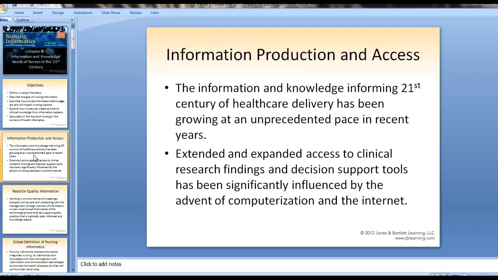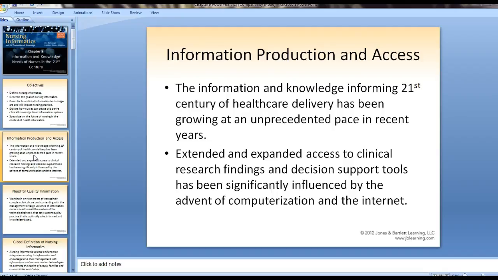Okay, information production and access. The information and knowledge informing 21st century healthcare delivery has been growing at an unprecedented pace in recent years. Extended and expanded access to clinical research findings and decision support tools has been significantly influenced by the advent of computerization and the internet. So what does this mean? It means we can get information really, really quickly. And there's a ton out there.